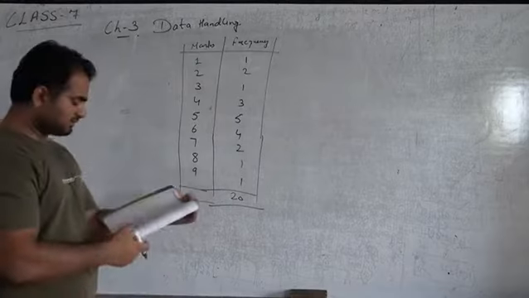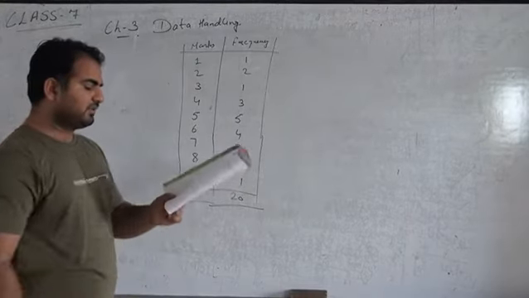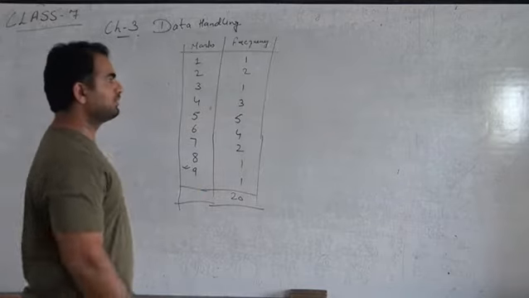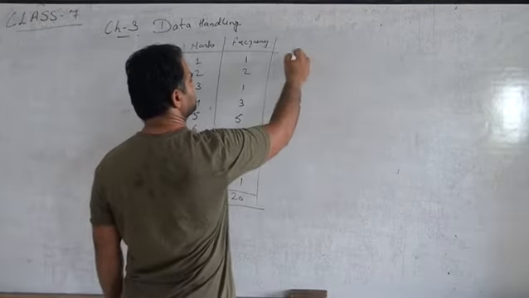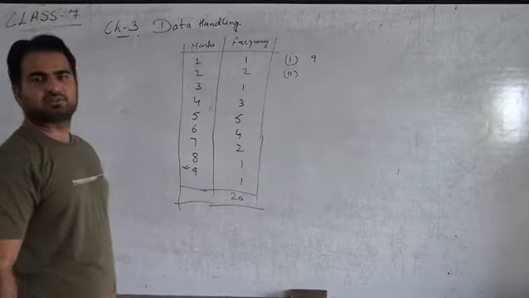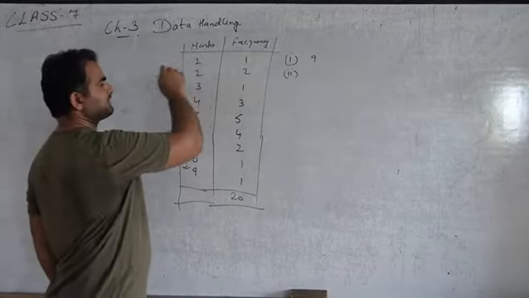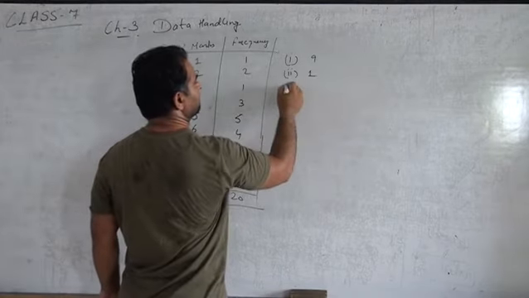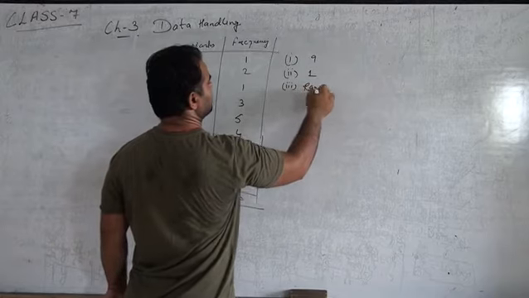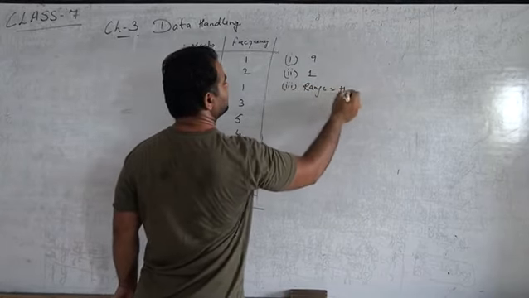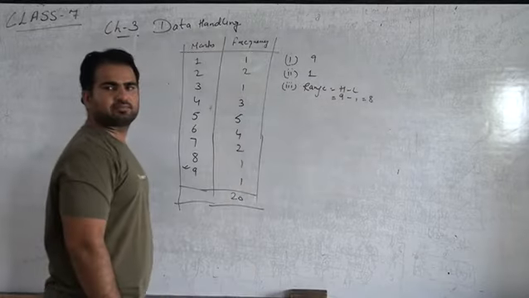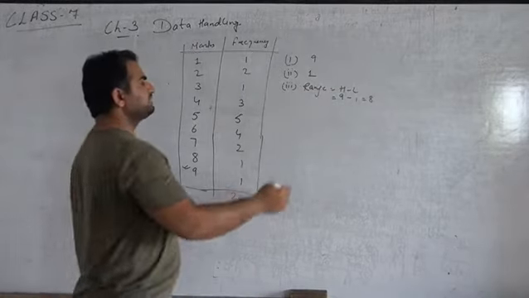Next, first of all, which number is the highest? The highest number is 9. Answer of first is 9. Second, which is the lowest number? The lowest marks is 1. Third, what is the range? It is highest minus lowest: 9 minus 1 equals 8.